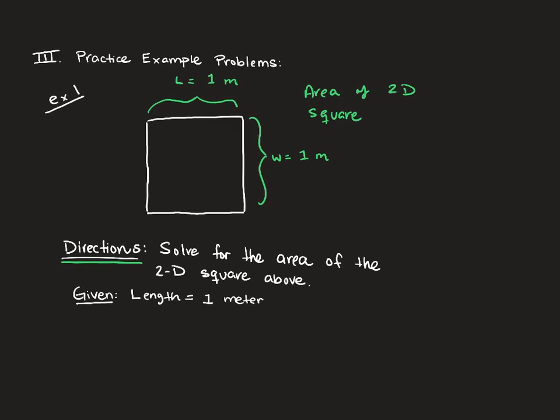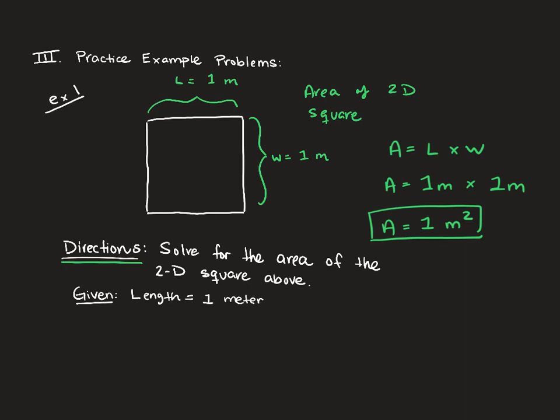Okay. So that being the case, area is equal to length times width, which is equal to 1 meter times 1 meter. And therefore, 1 times 1 is 1. That's a 1 there. Meter times meter is meter squared. Okay, so the area is 1 meter squared.